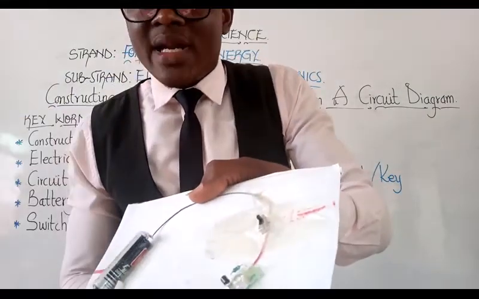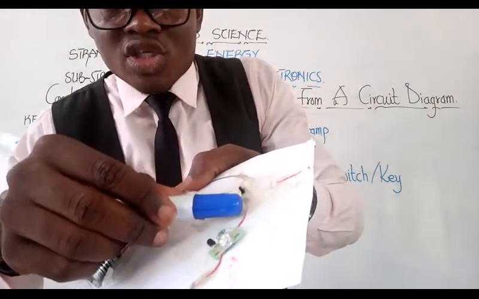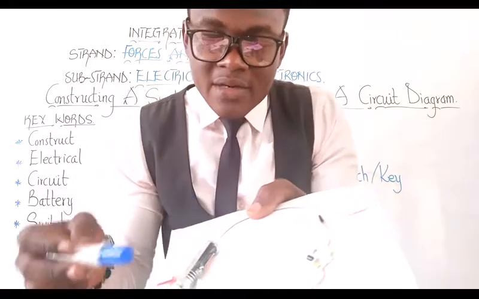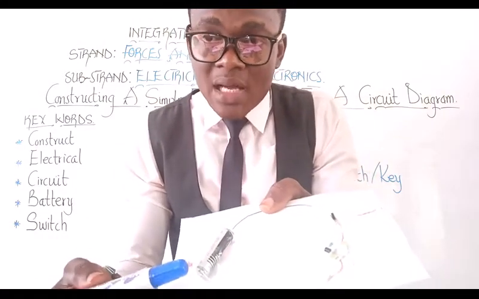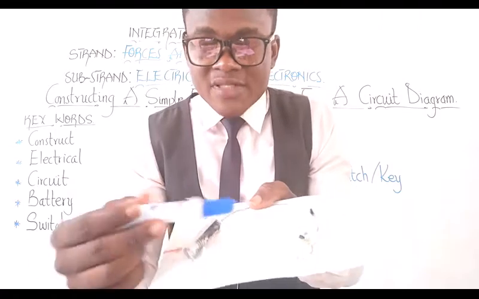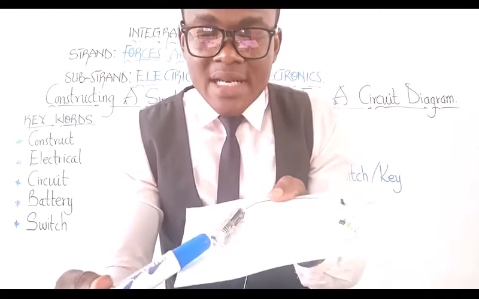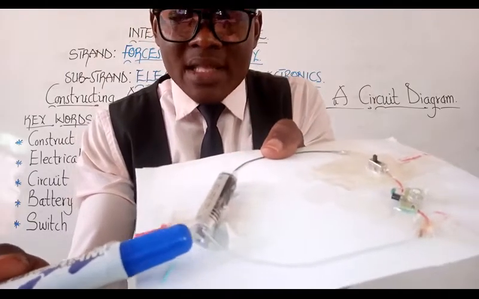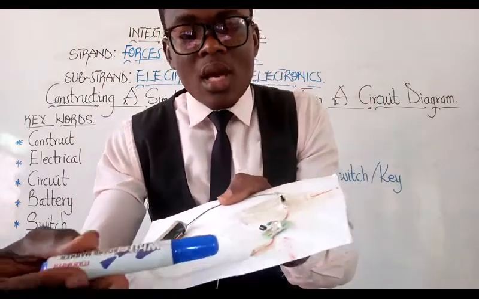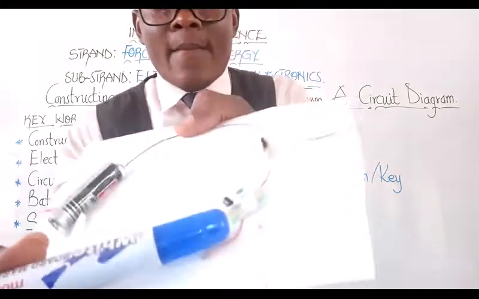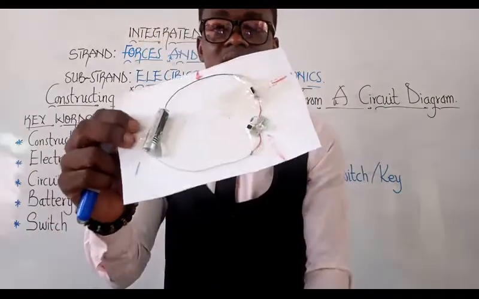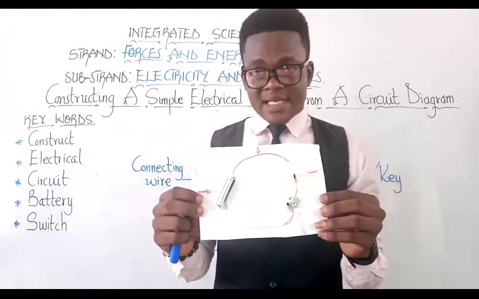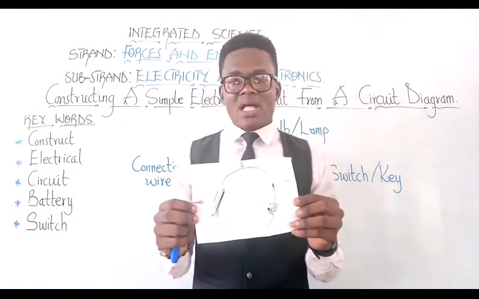Then you get another connecting wire. You connect it to the other side of the switch, to the bulb or the lamp. And then from there you take another connecting wire, strip both sides, and connect one to the negative part of the dry cell. And then you connect it to the bulb. So over here, this is a circuit. This is a simple electrical circuit.